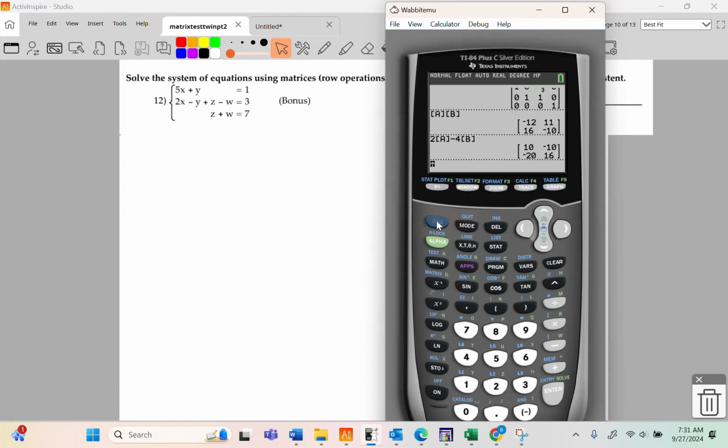But let's see here. Let's go to second matrix. Let's scroll over to edit. Let's imagine this was an augmented matrix. I see 3 rows, and if I look at the second equation, I see 5 columns. So she is a 3 by 5 with 4 variables.